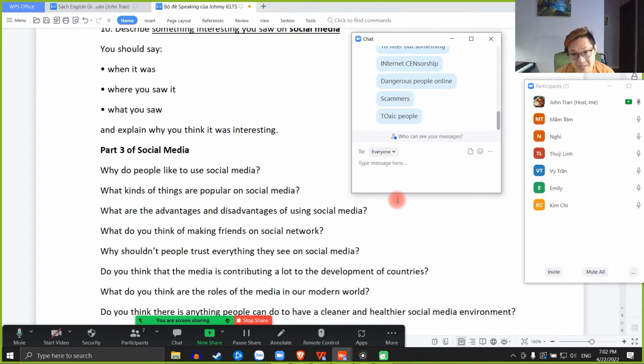So I'll ask you the next question. Why shouldn't people trust everything they see on social media? For example, there are posts that people post online to improve their own image. A lot of them are fake. So why shouldn't people trust everything they see on social media, including parties, pictures, products, advertisements for products, or something like that?